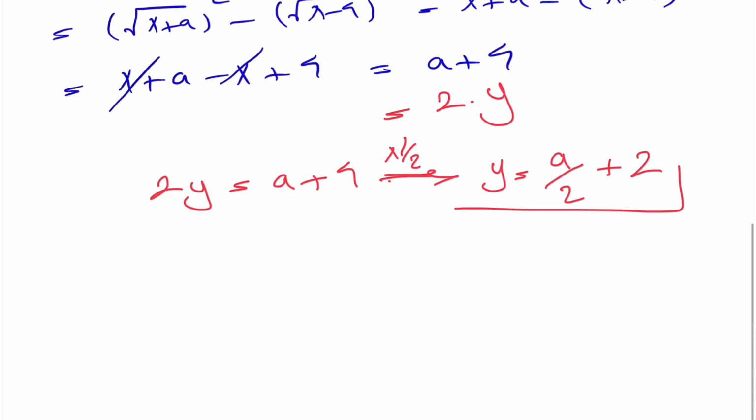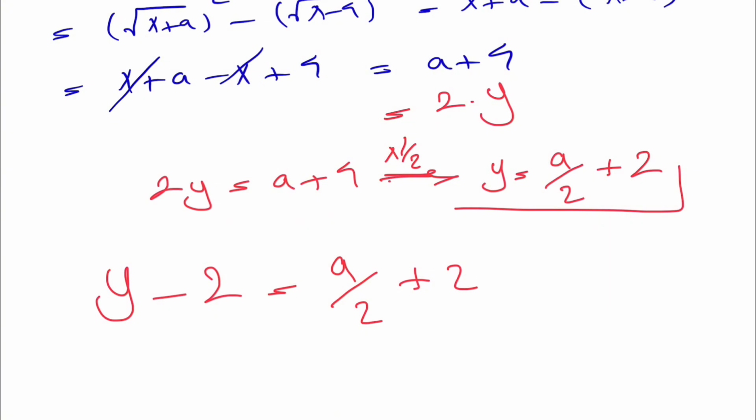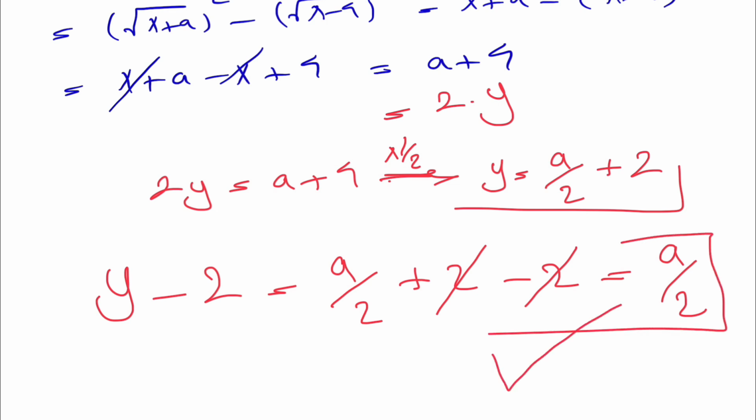And this is what we get from here, and what we need to figure out was y minus 2, which is a over 2 plus 2, which is our y, and minus 2. These two will be cancelled out and we get 1/2 of a, which would be the final answer for this question.